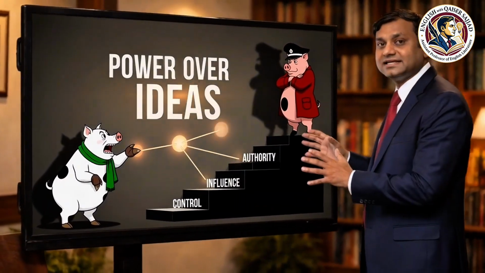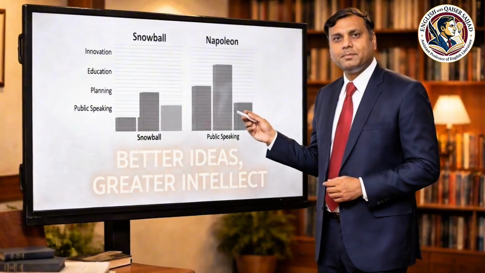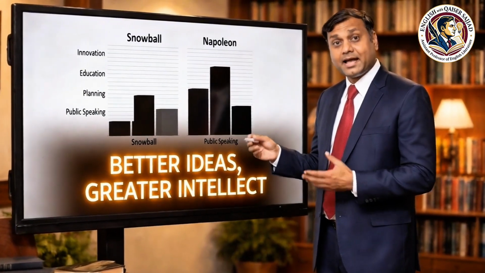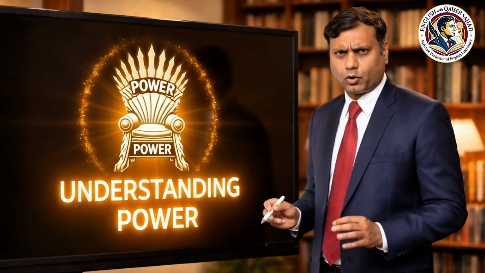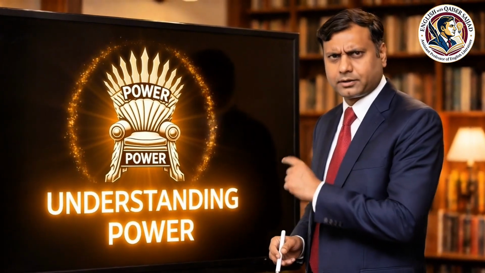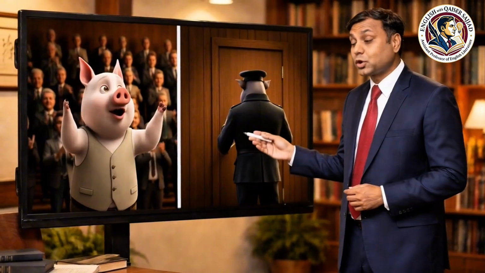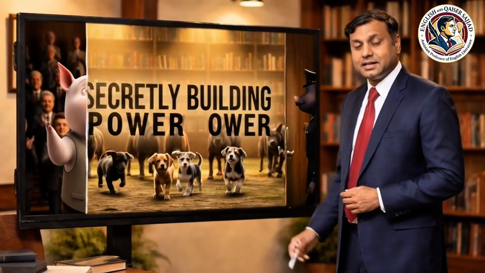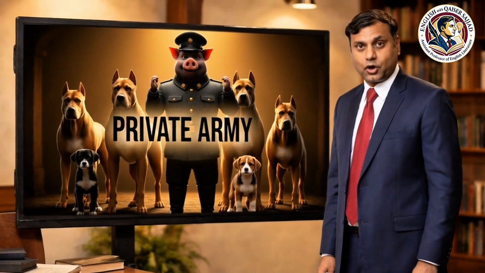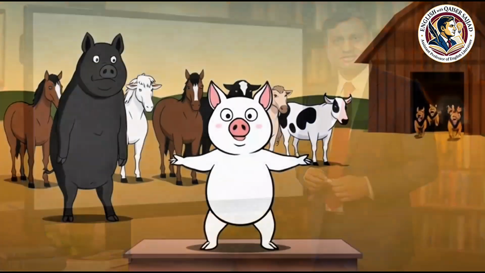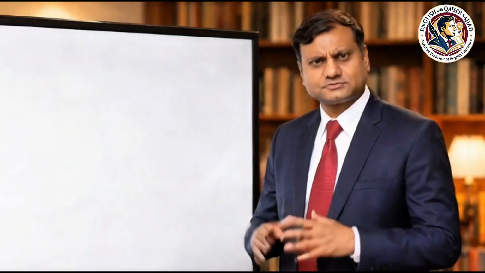Students often assume that intelligence automatically leads to success. Orwell challenges this assumption. Snowball may be more intelligent. He may have better ideas. But Napoleon understands something more important. He understands power. While Snowball spends his time making speeches, Napoleon works quietly behind the scenes. Napoleon secretly trains the puppies. Those puppies later become his private army. When Napoleon uses the dogs to drive Snowball away, Orwell is symbolizing Stalin's removal of Trotsky from Soviet politics.